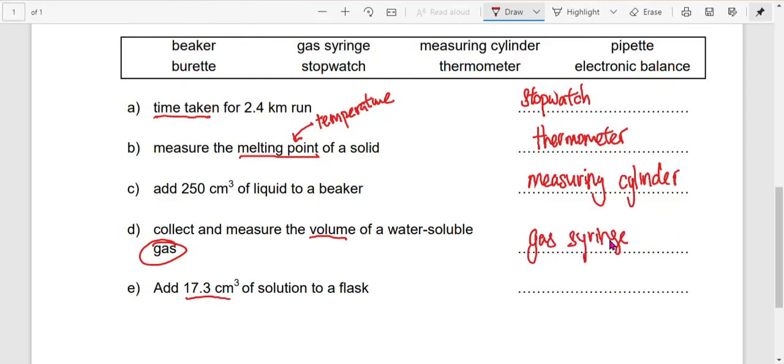Last one, 17.3 cm cube. Some of you ask, 1 dp should be pipette, am I correct? Now, I did mention pipette should be in multiples of 5, such as 5.0 cm cube, 10.0, 15.0. So this is 17.3. We need to use something that's more precise, more variable, that can measure a bigger range. So actually the answer for this is burette.